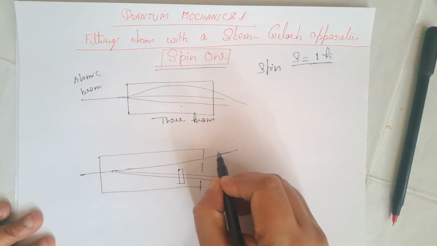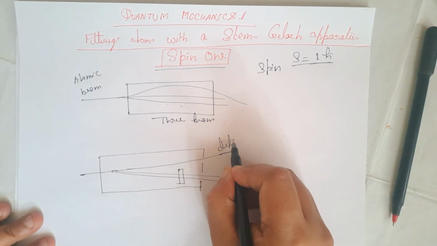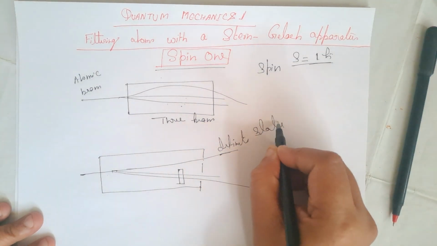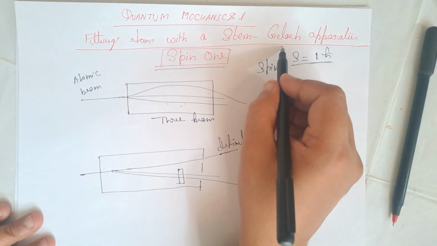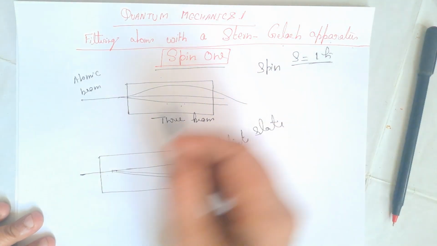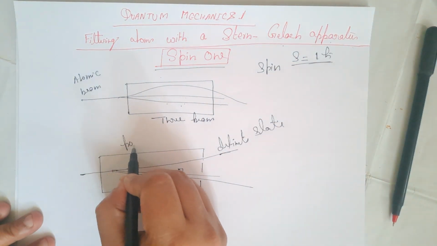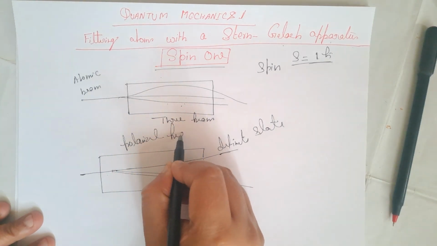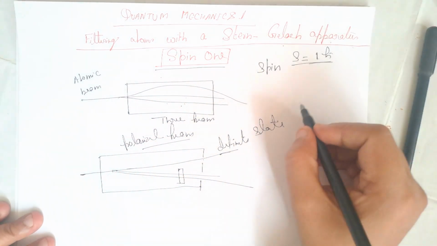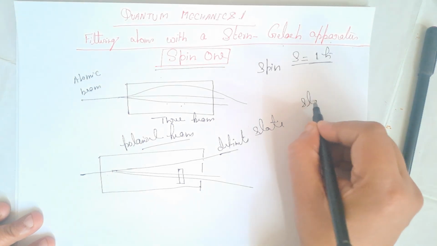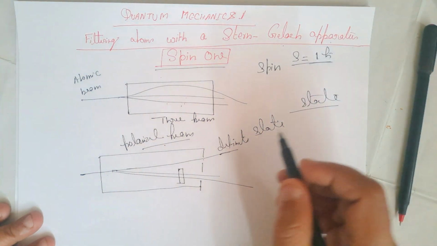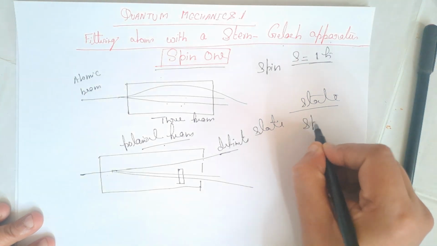So this is the beam with definite state, or we can say that Stern-Gerlach apparatus can produce a polarized beam, which has definite state, or atoms in this beam have definite spin.